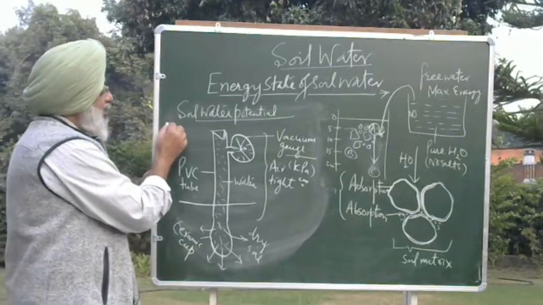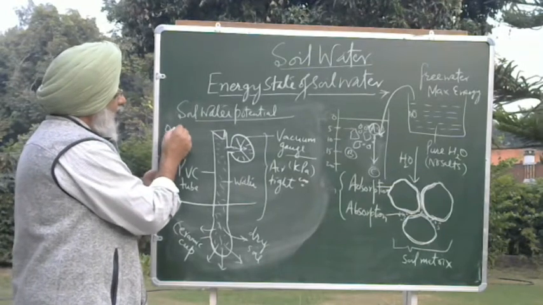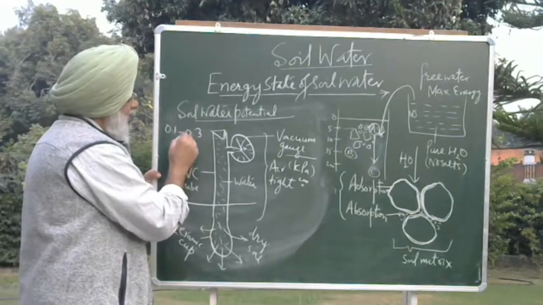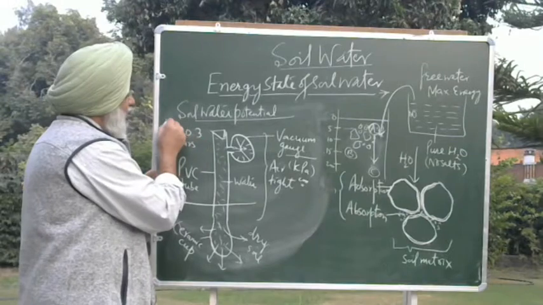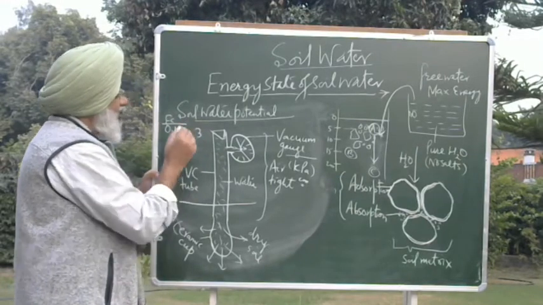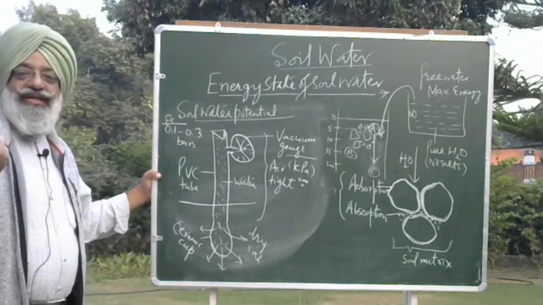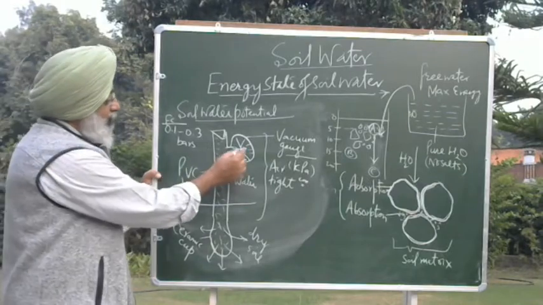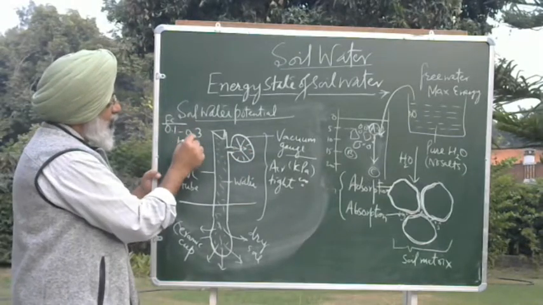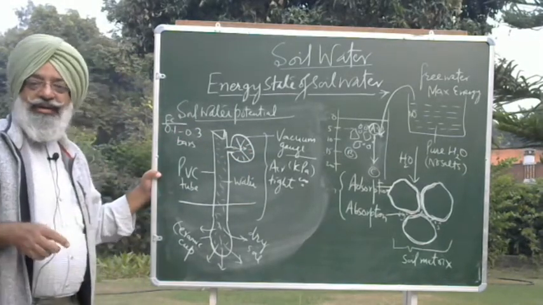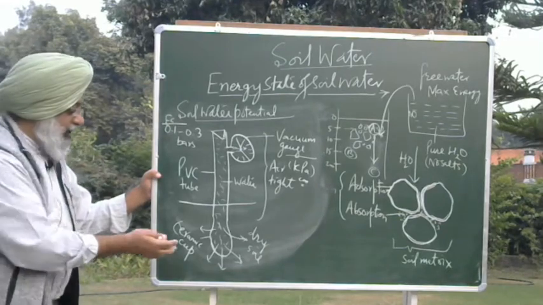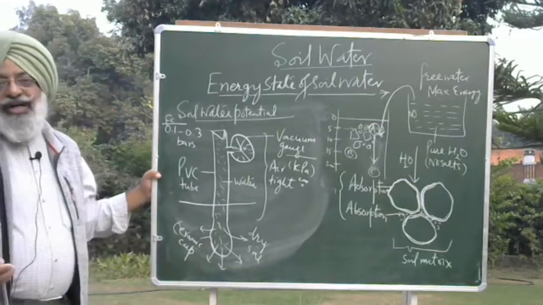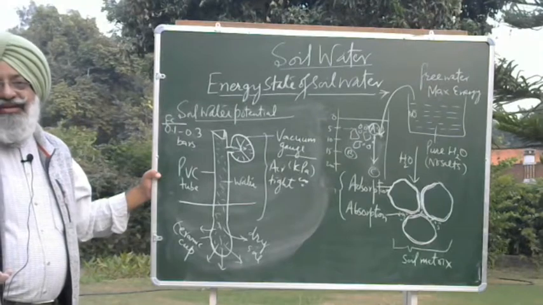Now supposing we say that 0.1 to 0.3 bar is the field capacity moisture content. This is the ideal moisture content which plants can easily take up from the soil. So if this reading is between 0.1 and 0.3 bar, you need not worry. Water is being taken up by the plants for their minimum activities.